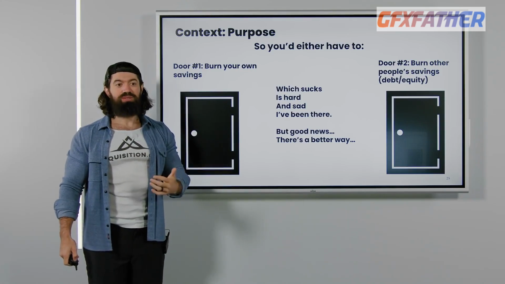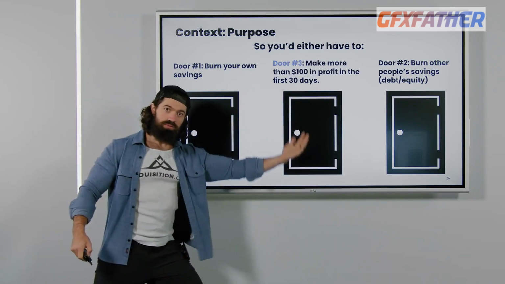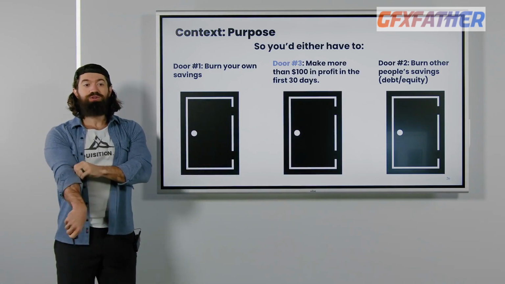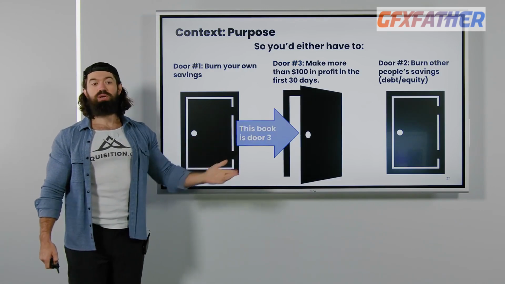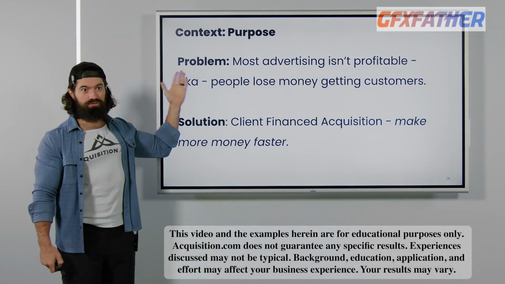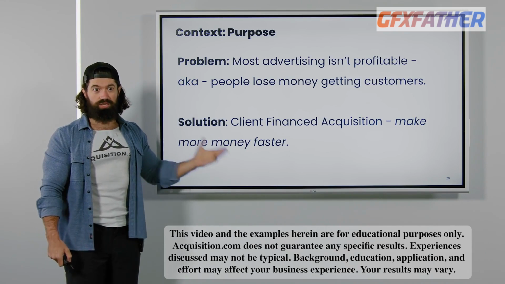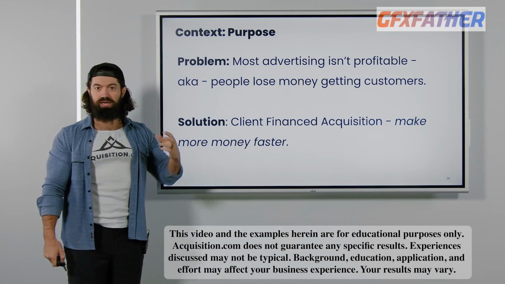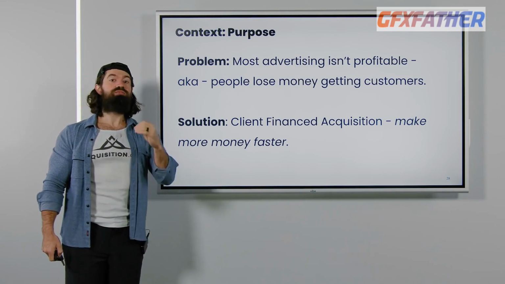And I get it because I've been there. But the good news is there is a better way, which is door 3. Make more than $100 in profit in the first 30 days for this particular instance. And so this book is door 3. So if the problem is that most advertising isn't profitable, the solution is something I call client financed acquisition or customer financed acquisition. CFA is sometimes what I refer to it as. And the point of that is to make money faster.